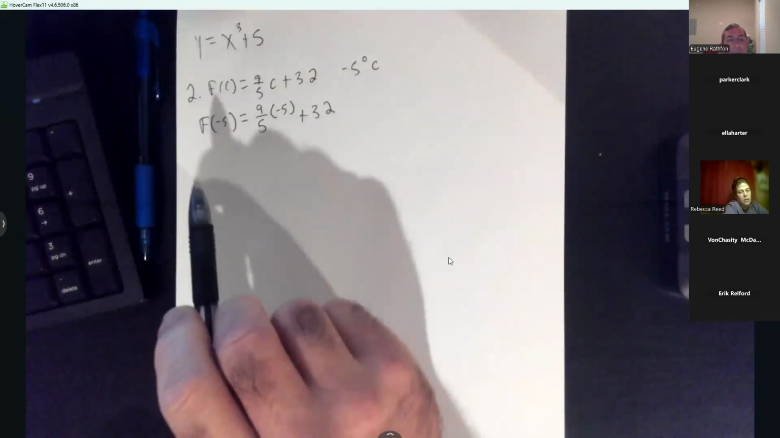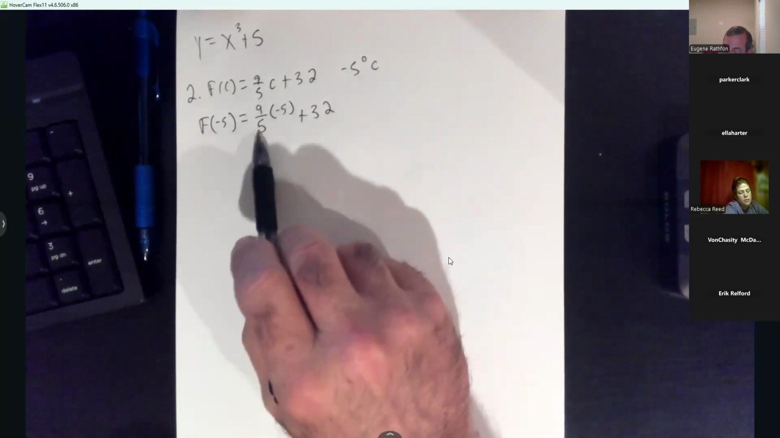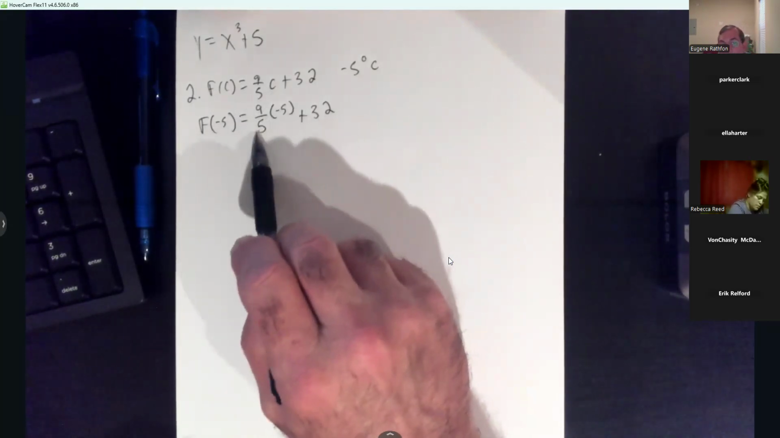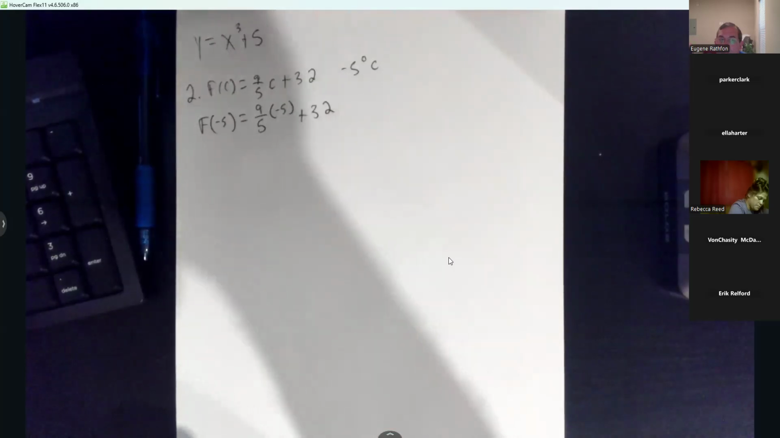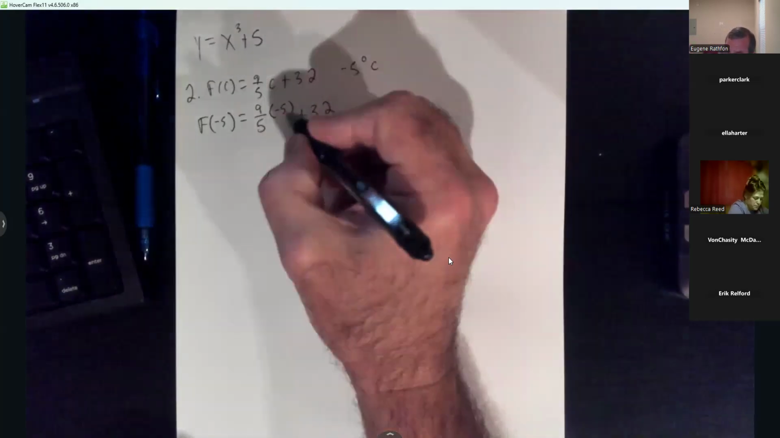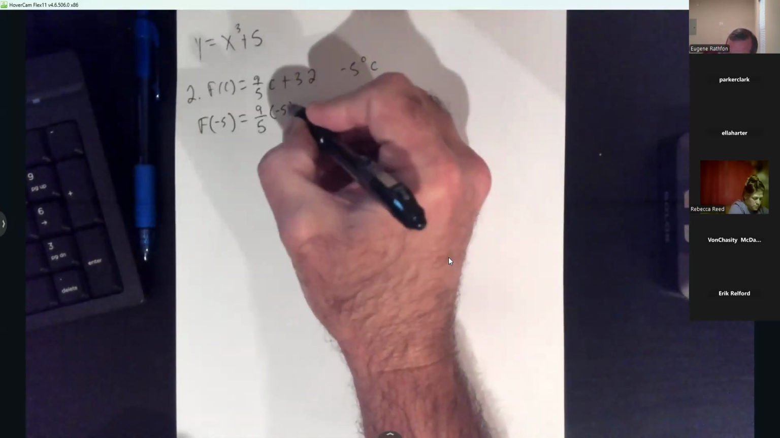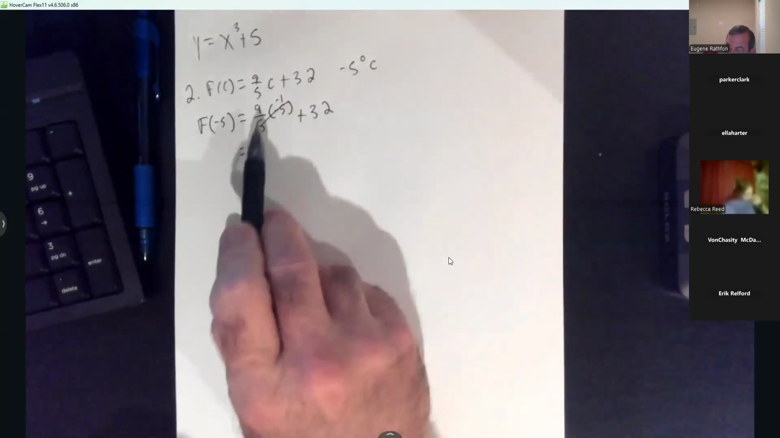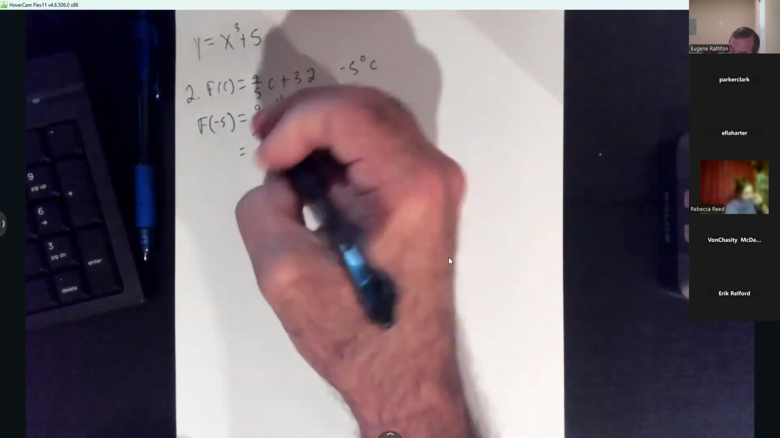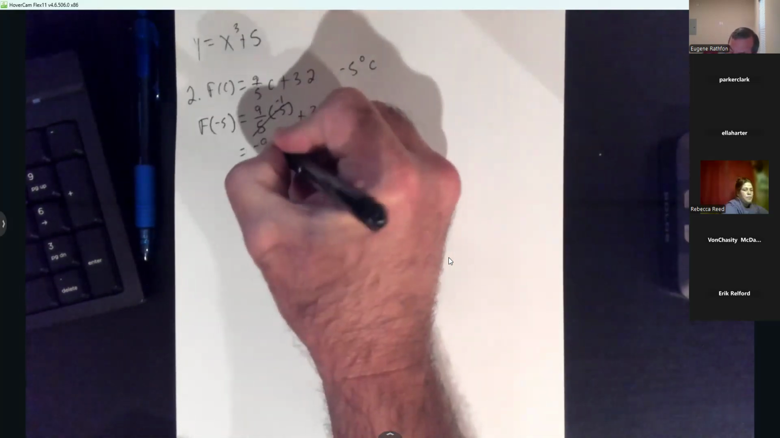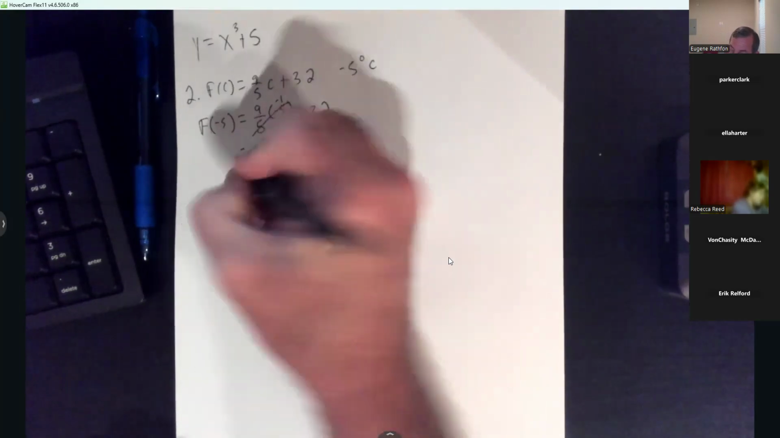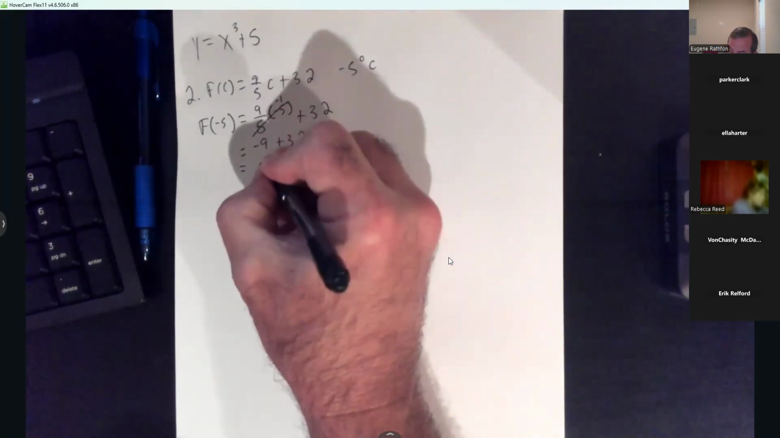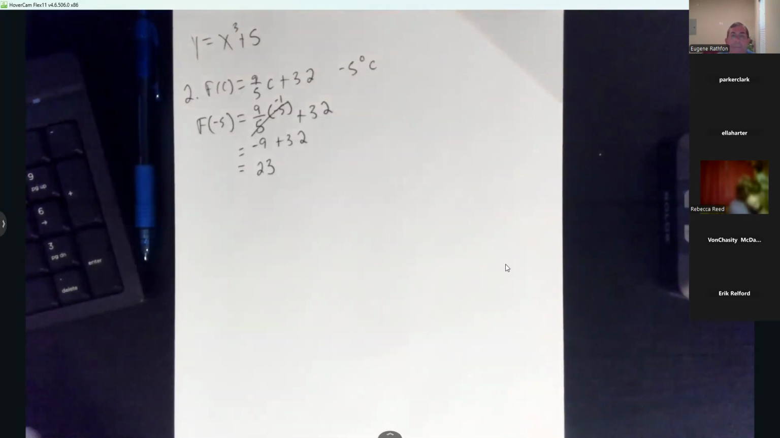Now, whatever number they give you for C, you will be able to divide it by that denominator because every time they've done it, it's been a multiple of 5. So I'm going to just take this negative 5 and divide by 5, and that's going to become a negative 1. So I got 9 times negative 1 will be a negative 9 plus my 32. And then negative 9 and 32 will give me a positive 23.